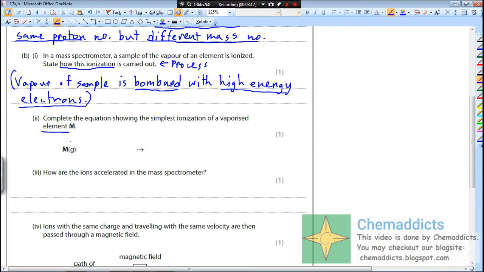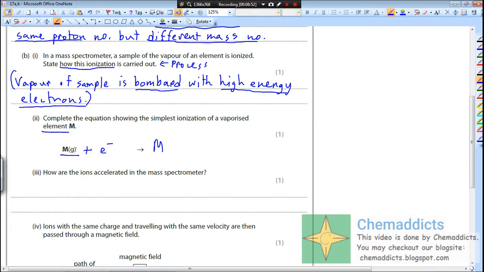So what is happening here? Here at first we need to look at what is happening. An electron, a high energy electron, is given to this element, the gaseous sample. So a high energy electron is being given to this gaseous sample. Oh well, sorry fellas, this is not magnesium, this is sample M. I thought that it was magnesium, sorry.